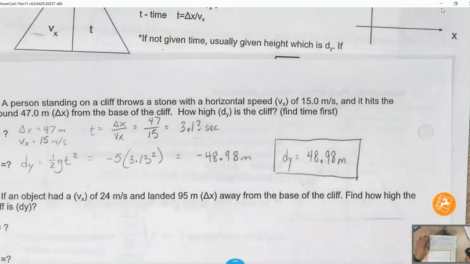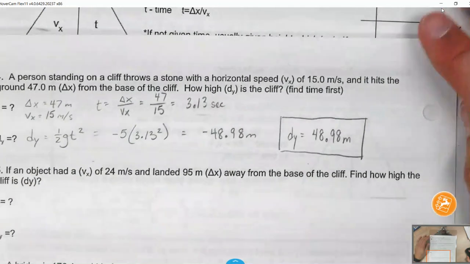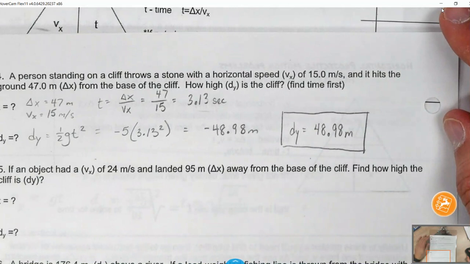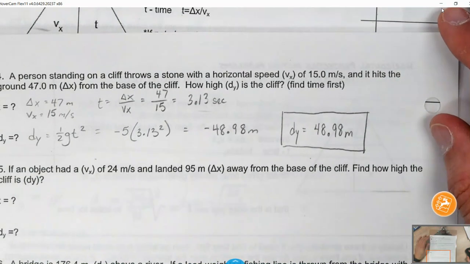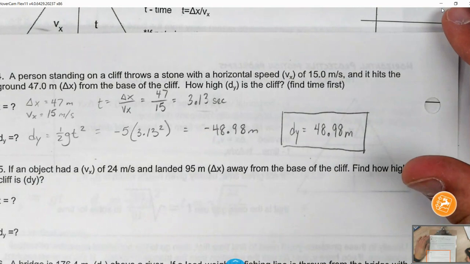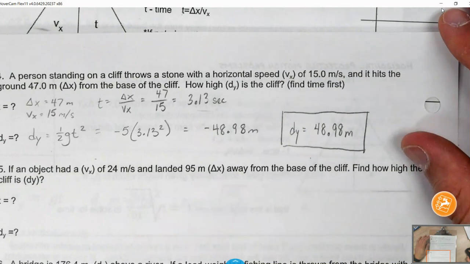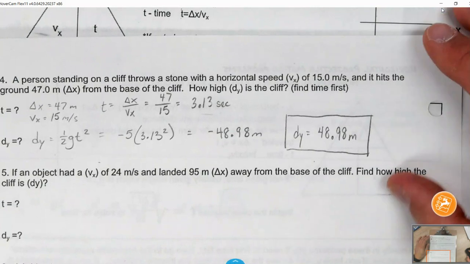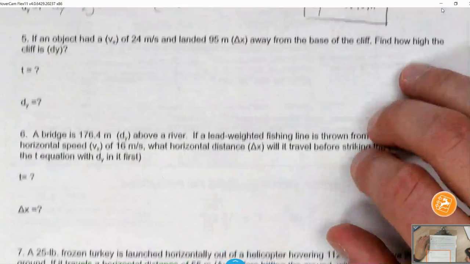Number 5 is very, very similar. Actually, it's pretty much an identical type of problem. We've done one where you need to find a delta x. We haven't done one where you needed to find a vx. So let's take a look at 7.